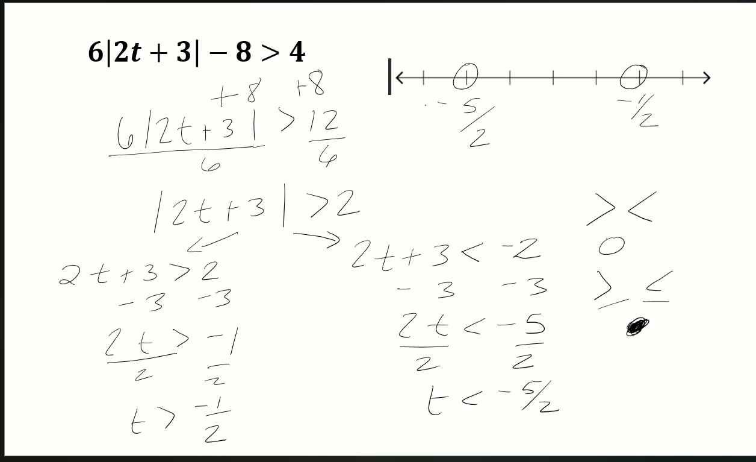Then my shading: I shade where my inequality is true. It says t greater than negative 1/2, so I think of a number that's greater than negative 1/2, that's 0, which is on this side. So I'm going to shade this way. T less than negative 5/2, so I want a number that's less than, so I'm going to shade this way. And there you go. There we have our algebraic answer. We also have our graphical answer.